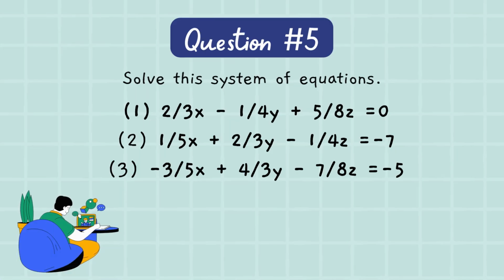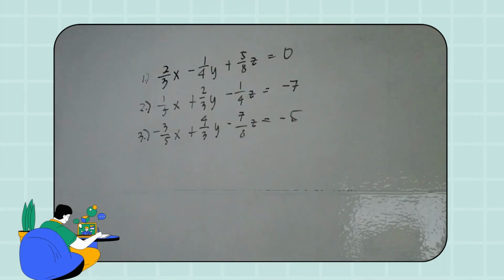Solve the system of equations. 2/3 x minus 1/4 y plus 5/8 z equals 0. 1/5 x plus 2/3 y minus 1/4 z equals negative 7. And negative 3/5 x plus 4/3 y minus 7/8 z equals negative 5. Let's eliminate fractions for simplicity. Multiply through each equation by the least common denominator of the coefficients to eliminate fractions.